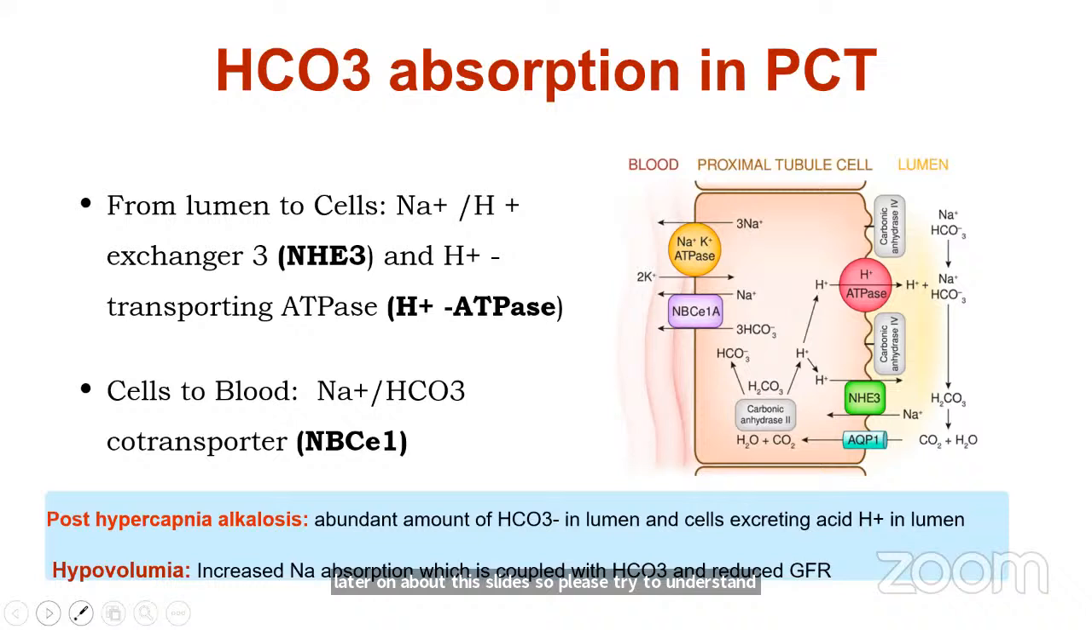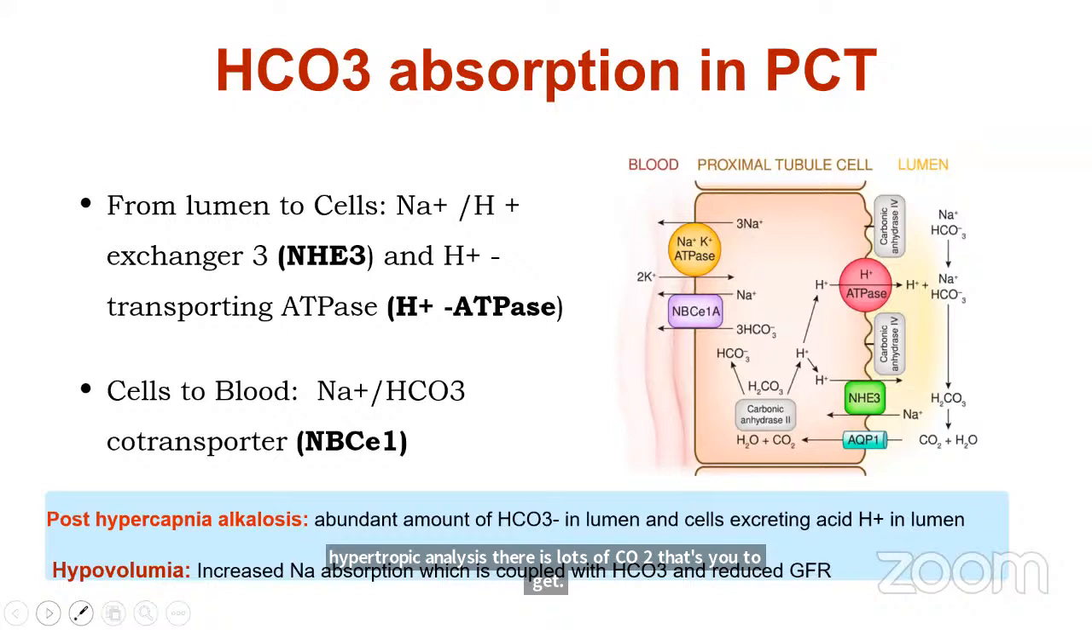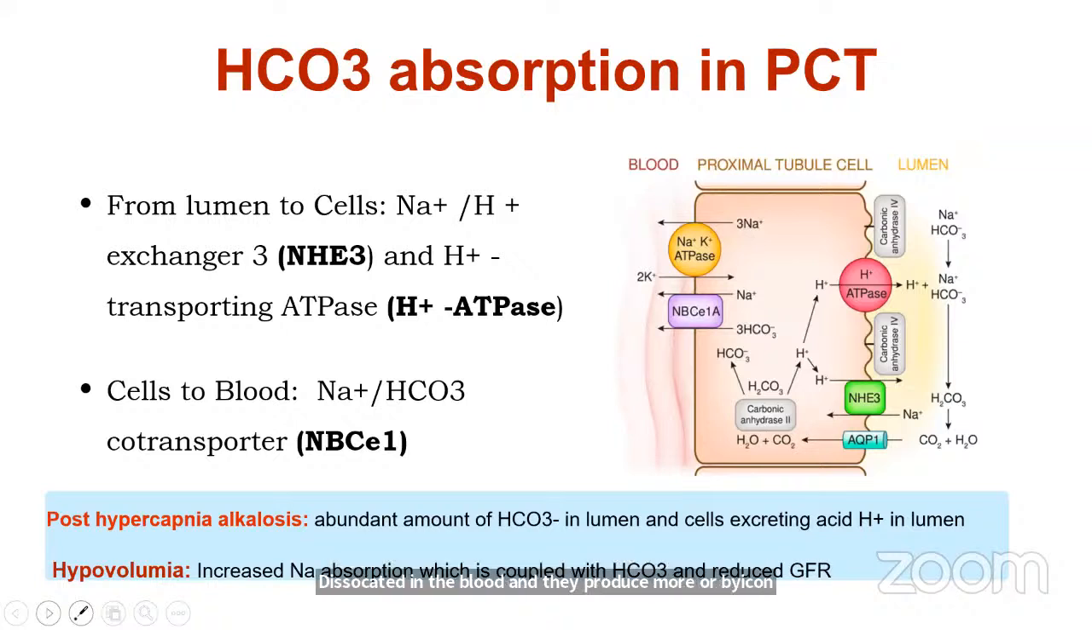One is post-hypercapnic alkalosis. In post-hypercapnic alkalosis, there is lots of CO2. That CO2 gets dissociated in the blood, and it produces more bicarbonate and hydrogen ion. That hydrogen will be added, as well as the bicarbonate that is more in the proximal tubules and the lumen, that will be more absorbed in your blood. So because there is abundant bicarbonate and hydrogen ion inside the body, there will be more absorption of the bicarbonate ion, as well as the excretion of the acid through the kidney.